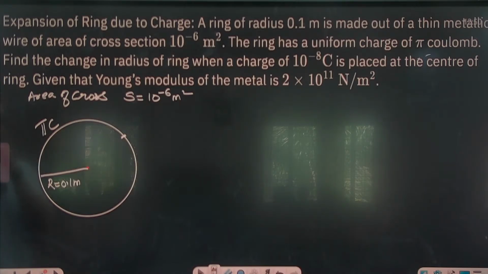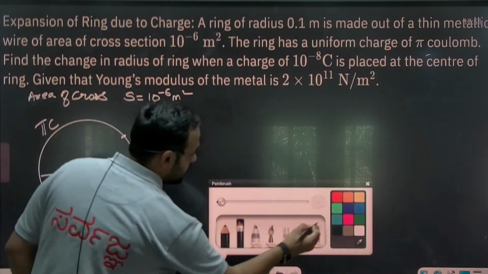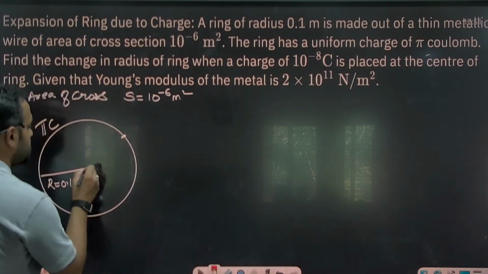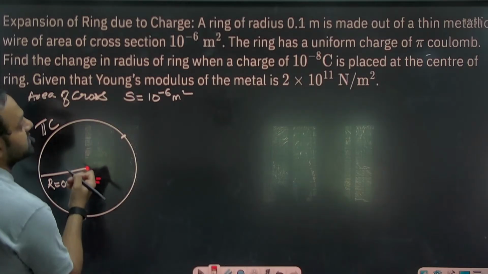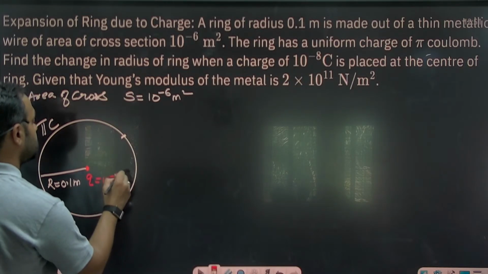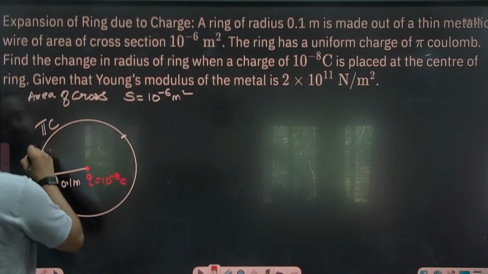Find the change in the radius of the ring when a charge of 10 power minus 8 coulomb is placed at the center of the ring. Okay, at the center of the ring, we are placing another charge q, which is equal to 10 power minus 8 coulomb. And let's say this is capital Q. Okay, what was the tension value?